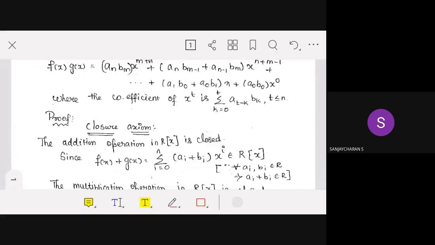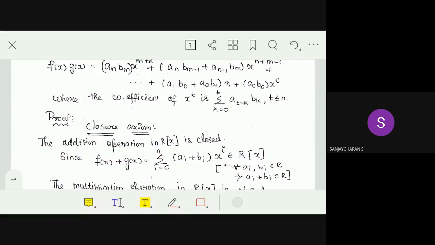So what are the axioms of a ring? What do we need to prove? If it is a ring, we need to prove it is an abelian group under addition. Next, it is a semigroup under multiplication. And then the distributive law. So these are the things we need to prove. First we are going to prove the closure axiom under addition as well as multiplication.